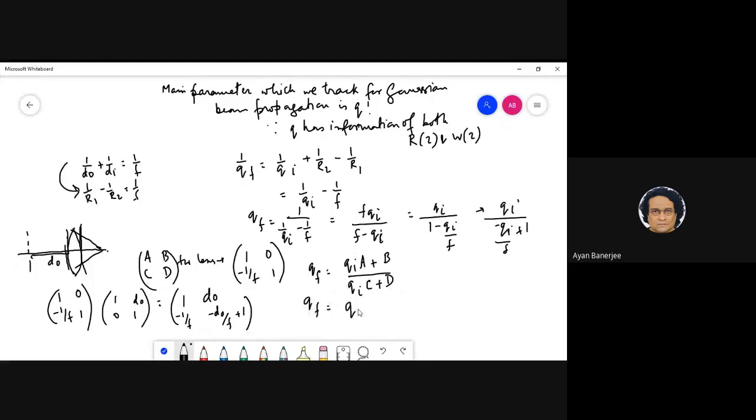You will get QI plus D0 by minus QI by F. Oh, sorry, this is minus D by D0. Oh, minus D0 by F plus 1. It is very trivial. Just instead of QI, you put this, but check that. Can you check that tomorrow for the next class?